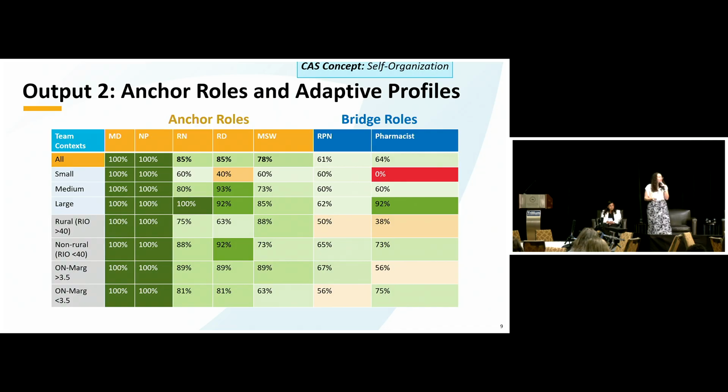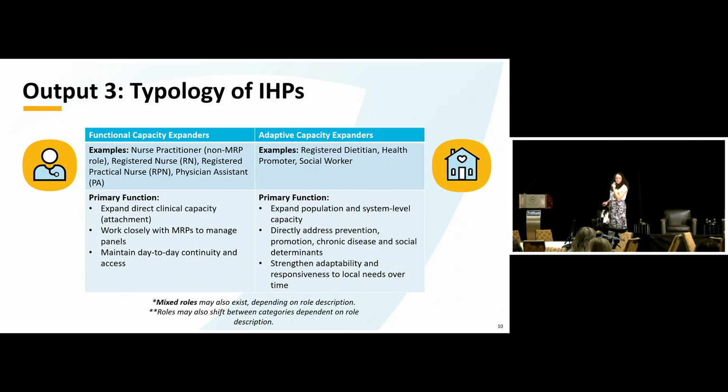But the variability in the team members reflects self-organization, which is also a complex adaptive systems theory concept. Teams adapt their team composition to meet local needs and available resources. That's what this suggests. And then finally, the last output is an emerging theory of a typology of interprofessional healthcare providers and how they might contribute to attachment capacity differently.